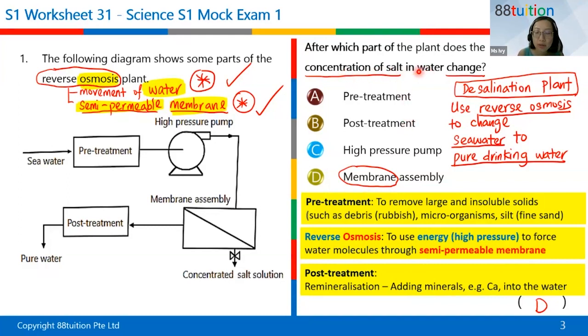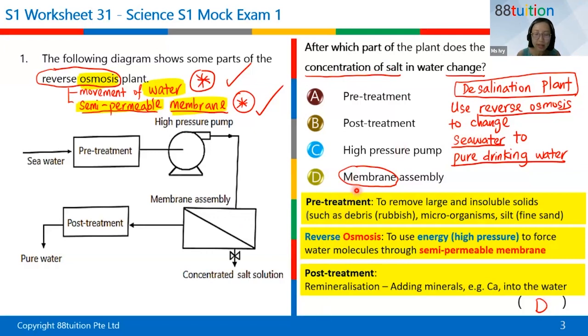Because water is moving away from the seawater. Inside the seawater, you have salt plus water. Salt is too big, too fat to go through the semi-permeable membrane. Water molecules are very small. They can pass through the semi-permeable membrane. So the water will say bye-bye to the salt. Water gets separated out into the pure drinking water. The salt will remain behind. Salt cannot pass through the membrane. Therefore the concentration of salt will change because you are separating the salt and water. So the answer is D.